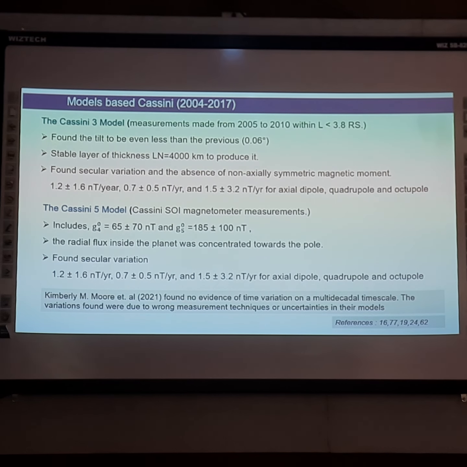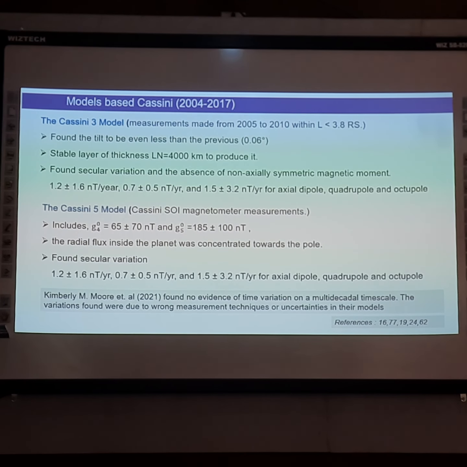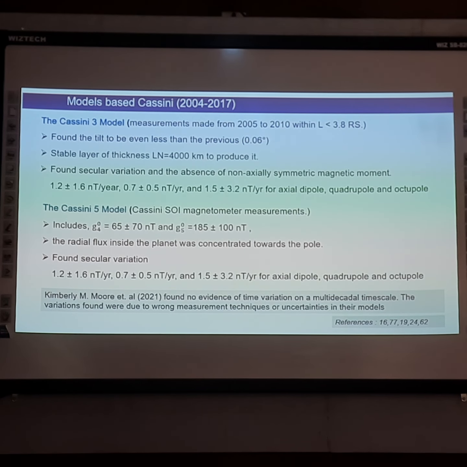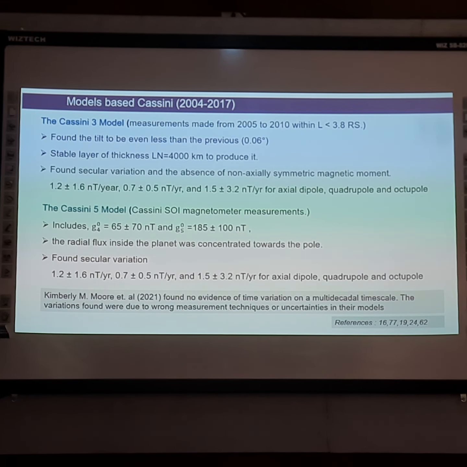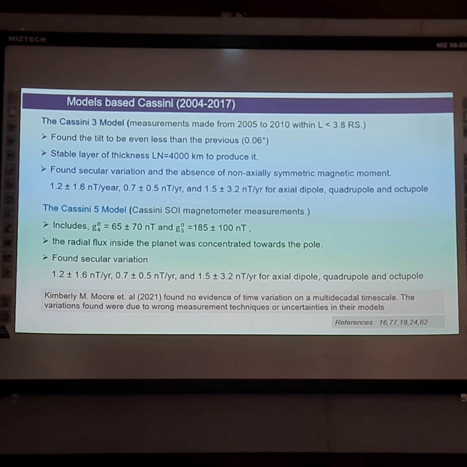Then we have the Cassini 3 model. This is based on the initial Cassini model, which we expect to be better because Cassini flew closer and at more different angles. It collected data from all 3 dimensions, so it is expected to give us more detail. Based on that, the nature of the magnetic field was modeled again. Here, the tilt was supposed to be less than only 1 degree. Now it has come to about 0.06. Whereas here, this Cassini model 3 was able to tell the expected thickness.